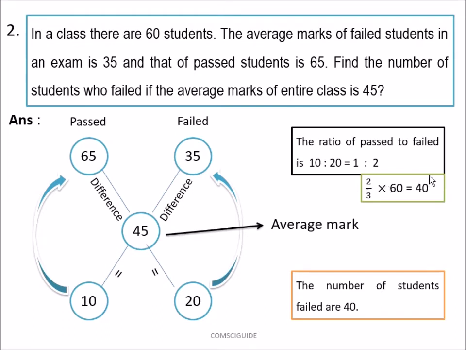So from this you can get the total number of students who failed and who passed. And we have to find out the number of students who failed, that is the ratio of failed to the sum of ratio into the total number of students, which gives 40. Therefore the number of students failed are 40.